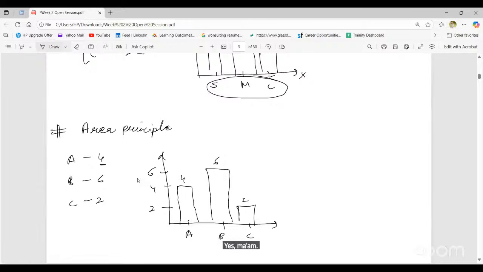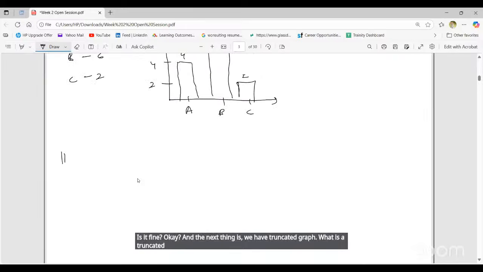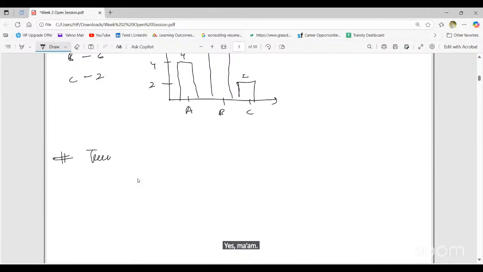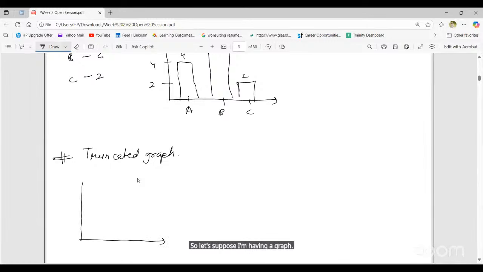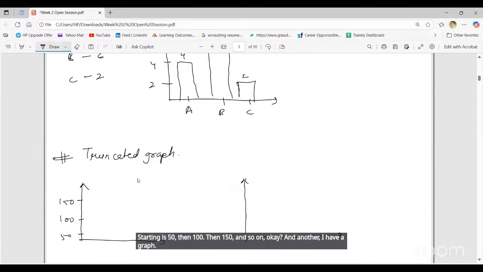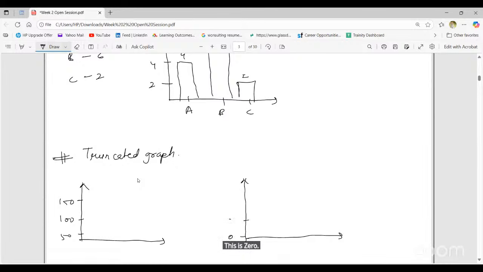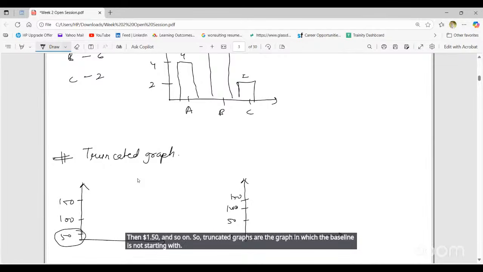And the next thing is we have the truncated graph. What is a truncated graph? In which the y-axis is not started from 0. Correct. So let's suppose I'm having a graph that starts at 50, then 100, then 150, and so on. And another graph where this is 0, this is 50, then 100, then 150, and so on. So truncated graphs are the graphs in which the baseline is not starting with 0.